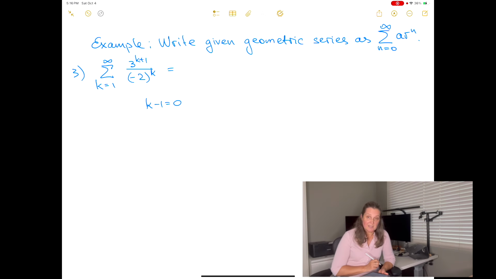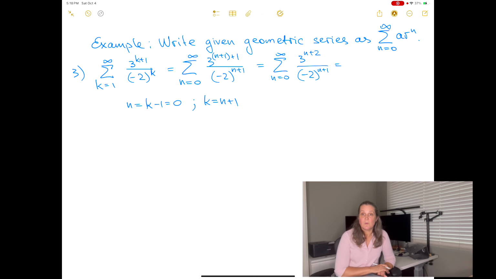Since our index starts at k equals 1, we know that n equals 0 when k is equal to 1, so n must be equal to k minus 1. Let's solve for k in order to replace the k with the expression in terms of n. Here k is equal to n plus 1. So 3 to the k plus 1 can be rewritten as 3 to the n plus 1 plus 1, and minus 2 to the k is equal to minus 2 to the n plus 1. In other words, we have a fraction where in numerator 3 is raised to the n plus 2, and denominator is minus 2 raised to the power n plus 1.